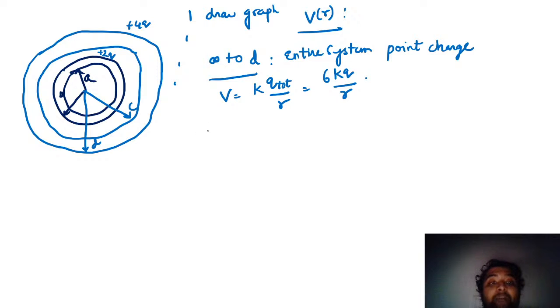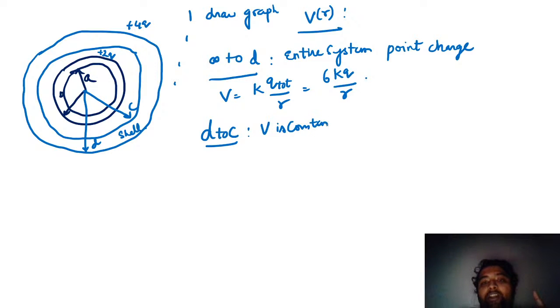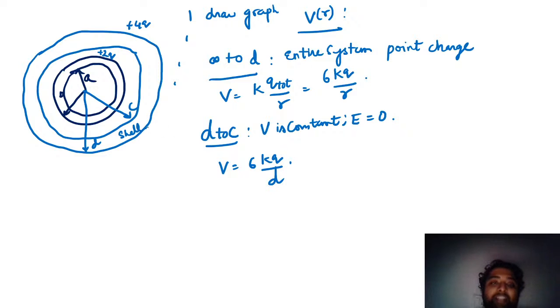And the moment it goes from D inside to C, in the entire part of the shell, we know that the field is zero, so the potential will remain constant. The field is 0 inside a shell, so the potential will be constant. So from D to C, the potential can be defined as 6kq by D, which is the radius till it reaches D. This is when R is less than or equal to D. The moment it reaches D, it becomes 6kq by D, and it is constant.